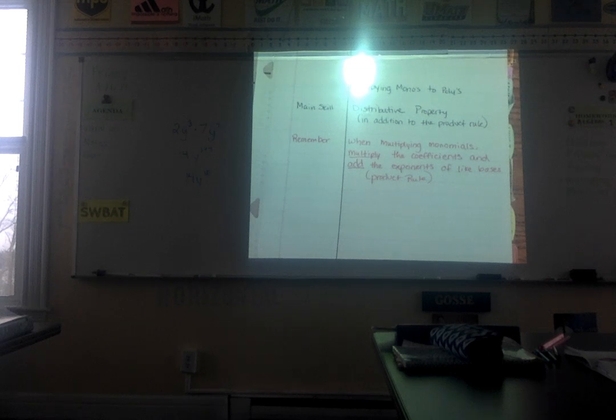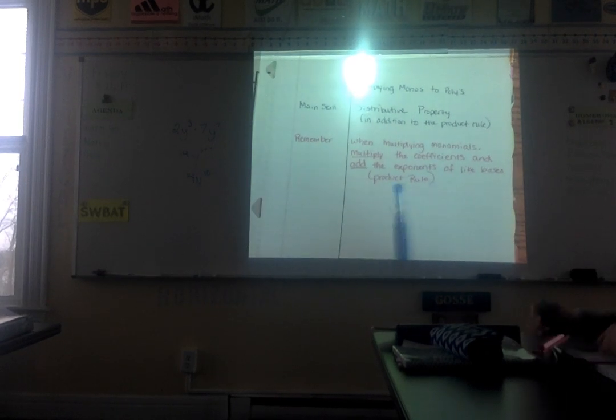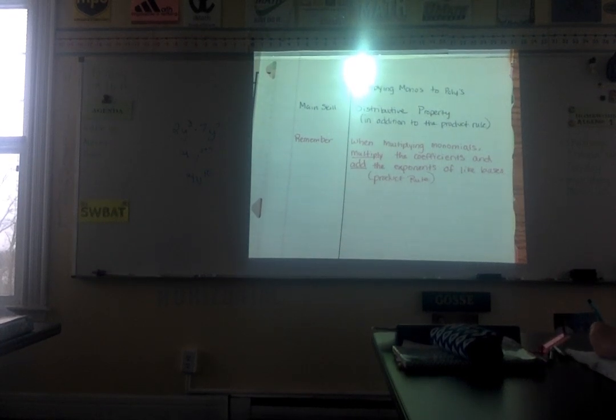If you feel like you need a better visual example of the product rule, you can write that example from the board down on your page right around here. I don't think that everyone needs it, but if you think you do, go ahead and write it in.